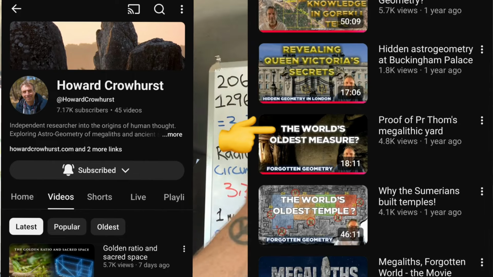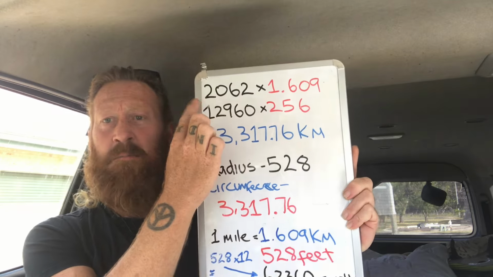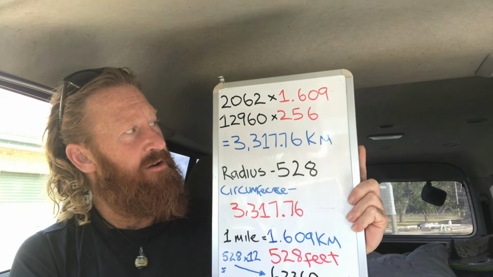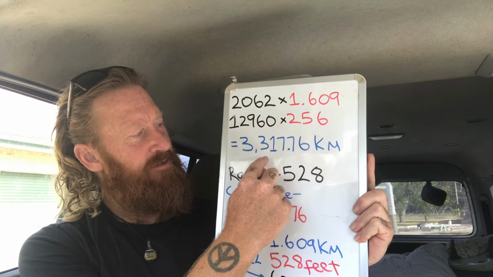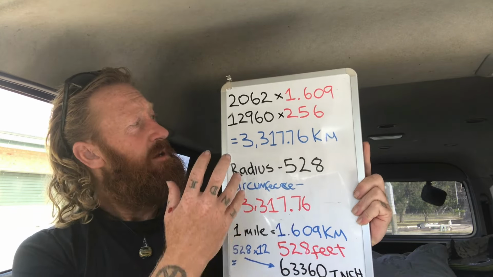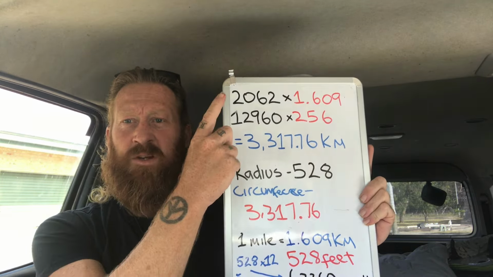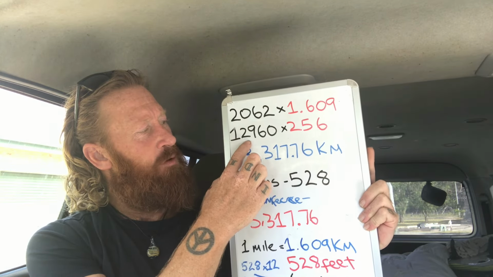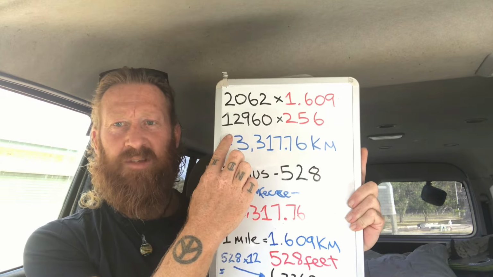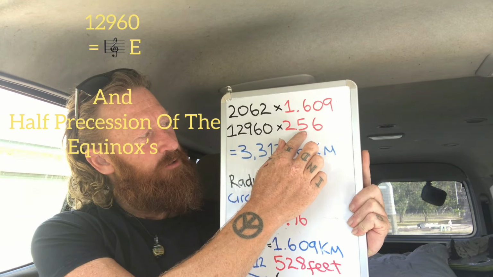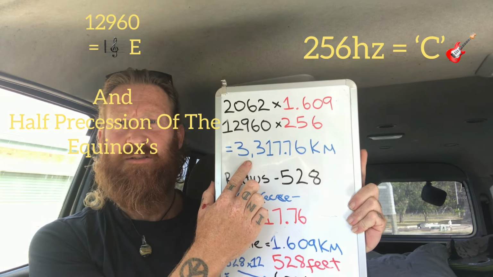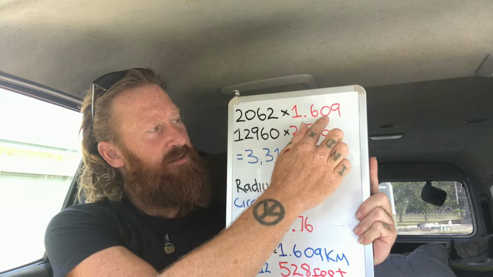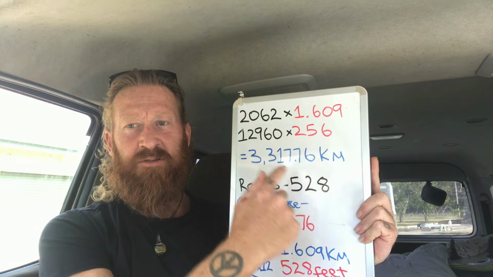3,317 kilometres, 0.76. And this is that same distance in miles, and we times that by 1.609 to get the kilometres, and we get 3,317.76. We realised after that the linkage is we draw a circle with the 2062 and we get the circumference of 12,960. We take the 12,960 times 256 and we get the same result, but when we draw a circle of 256 we get the circumference of 1609.